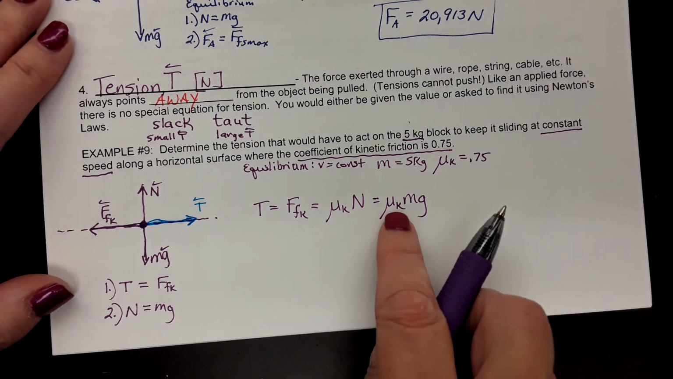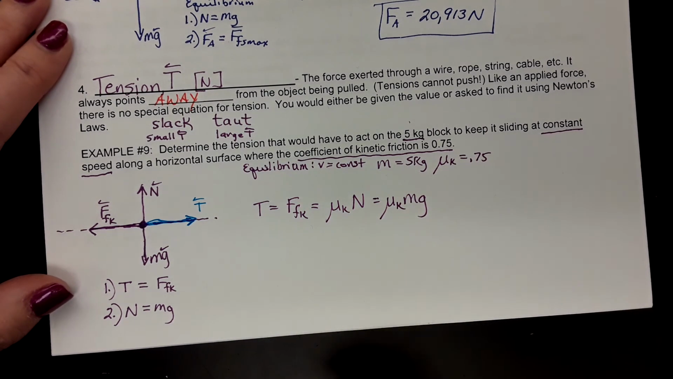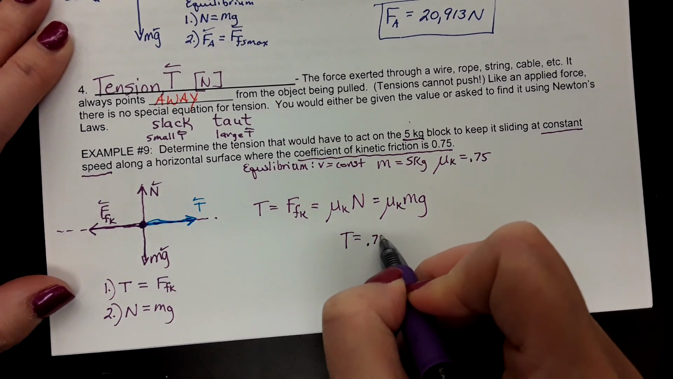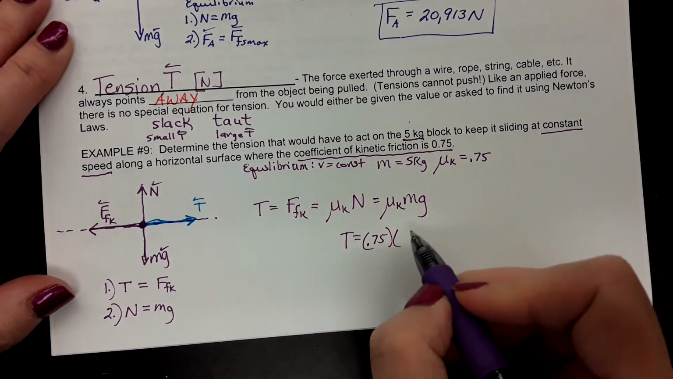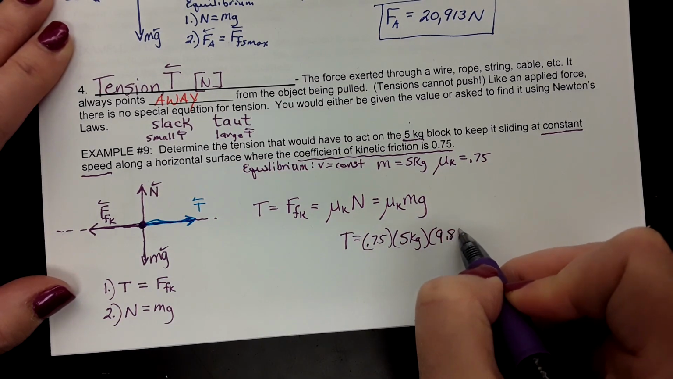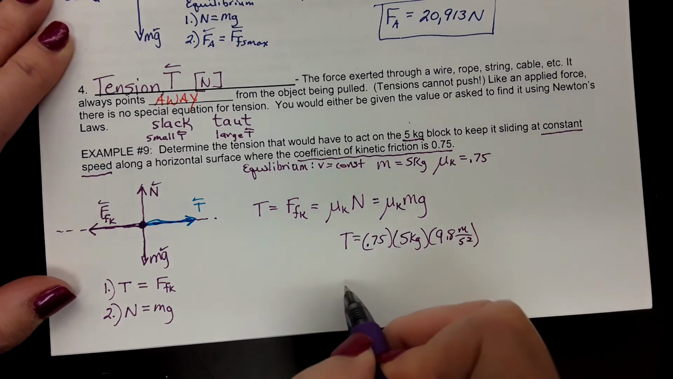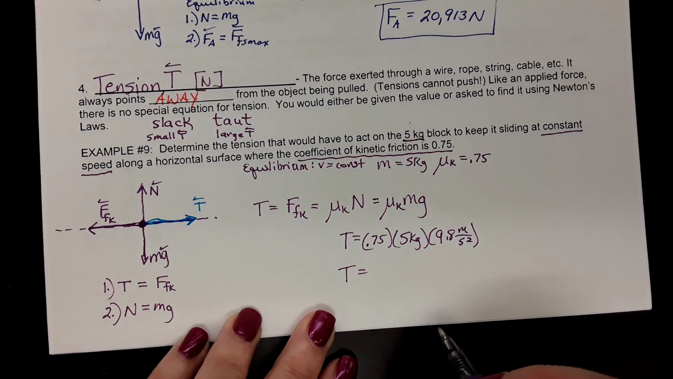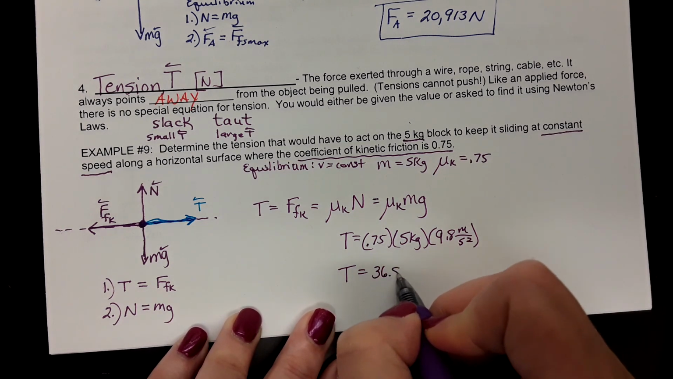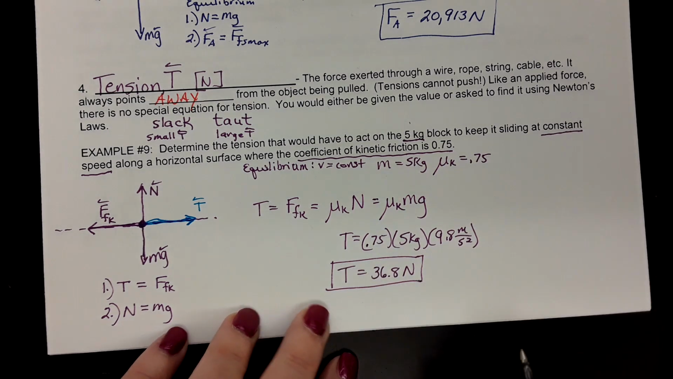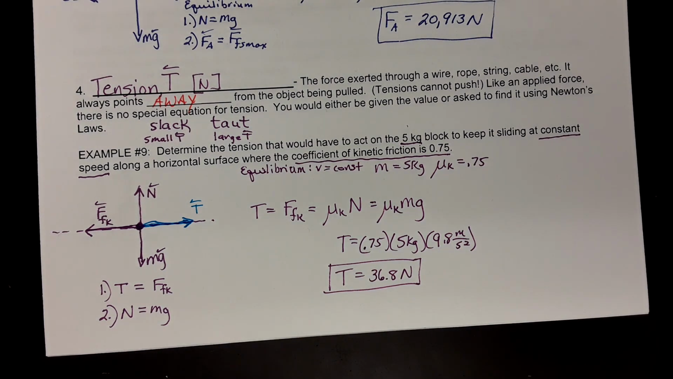Okay, we know mu k, we know m, we know g, so now we can find the tension. We just substitute. So 0.75 for the coefficient times the mass times the acceleration in free fall. And if you stick that in your calculators, I do believe that you get 36.8 newtons. Boom. How about that? That wasn't so tough, was it?